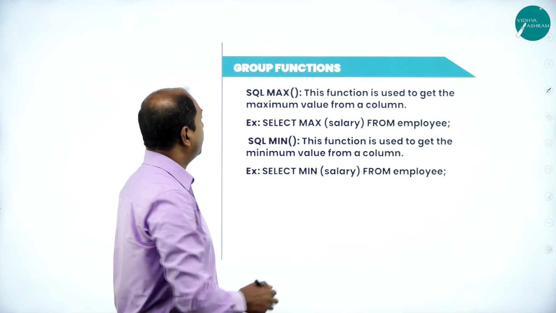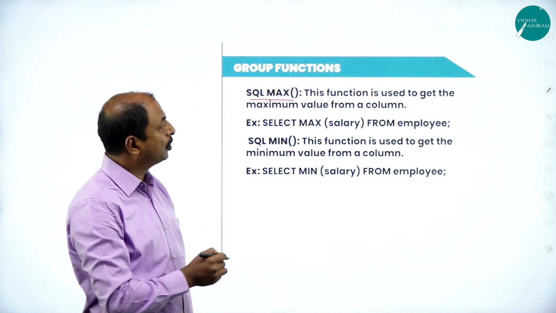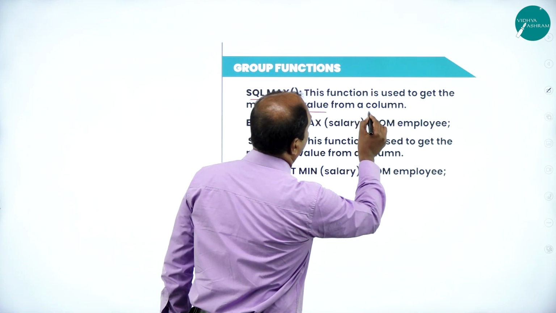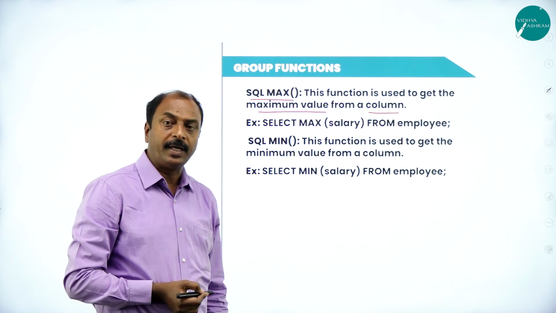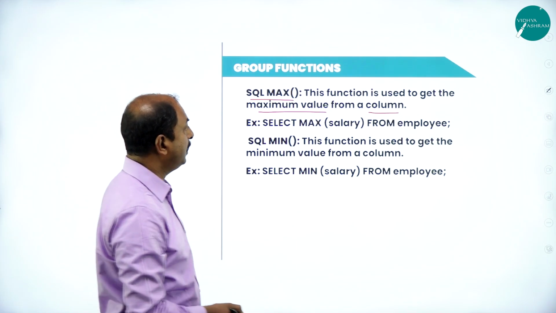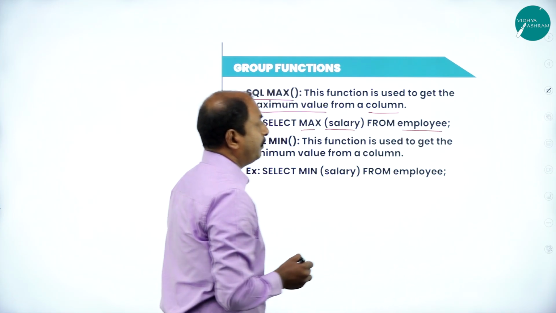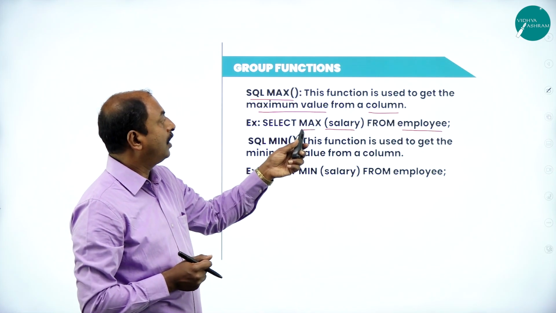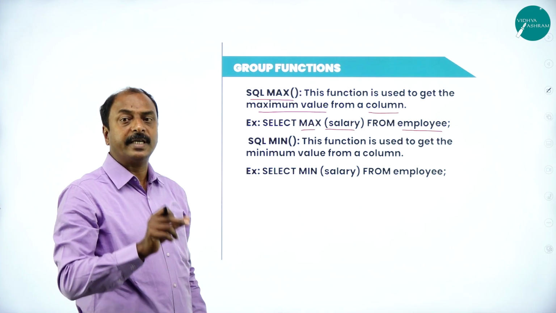Next command is MAX, the SQL maximum group function. This function is used to get the maximum value from a column, so it is column level. In a column, we display the maximum value of a particular column in a table. For example, SELECT MAX(salary) FROM employee. Employee is the name of the table, and it is going to fetch the maximum salary in the salary column.